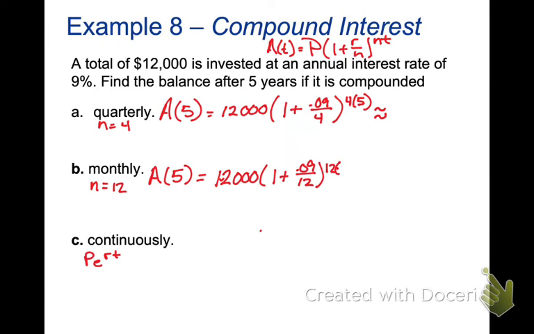Did you use 0.09? 9%. Okay, did you get 12,000 times 1 plus 0.09 over 12 to the 12 times 5? Yes, 12 times 5, which is 60. And then PERT: A of 5 equals 12,000 times e to the 0.09 times 5, or 0.45, right?